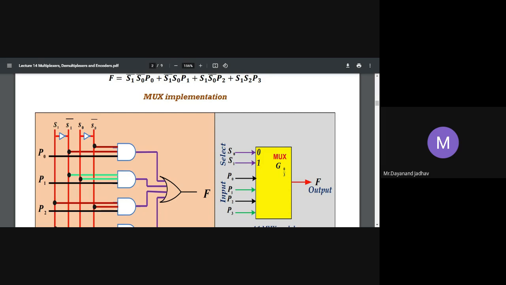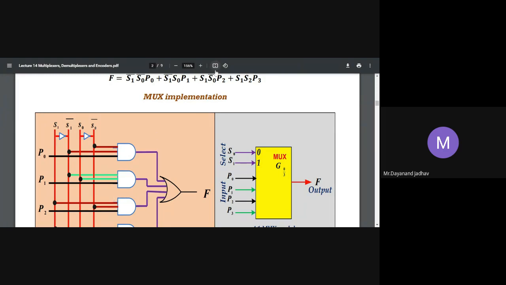Therefore, for that an AND gate is required, again a second AND, a third AND, a fourth AND required, and to combine all these because of this plus OR operation, an OR gate is required. Therefore S1 bar S0 bar P0, see here the connections for the first AND and P0. Then S1 bar S0 P1. This is the input of the OR gate.